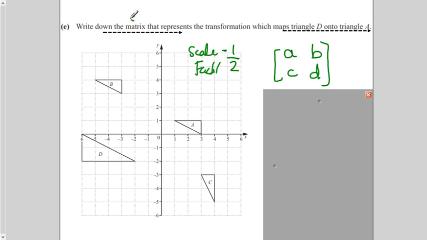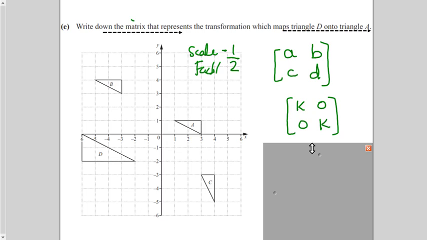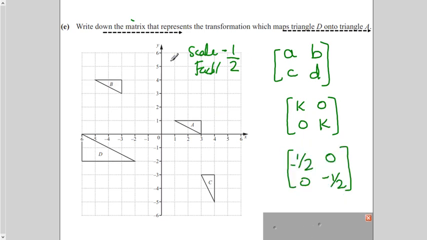But the question is saying find the matrix. Now you should remember matrix means in this form, a 2 by 2 matrix. The generalized matrix for enlargement is K0, 0K, and K is your scale factor. So in place of K, I will write minus half. So this is how I will write down the matrix that represents the transformation. I'm repeating, you need to remember that for enlargement, the matrix is K0, 0K. And then you must remember how to find a scale factor. It is image corresponding sides divided by object corresponding side, right?